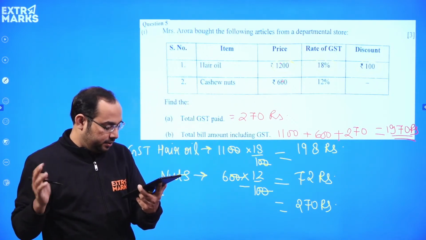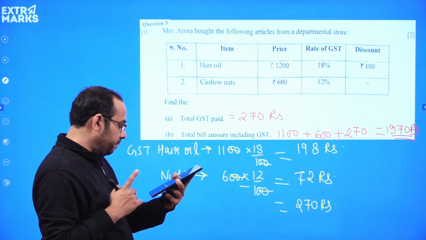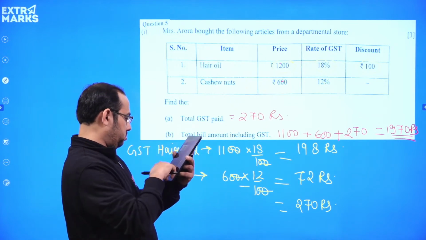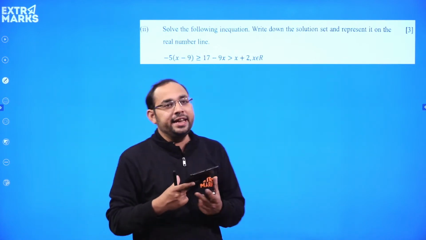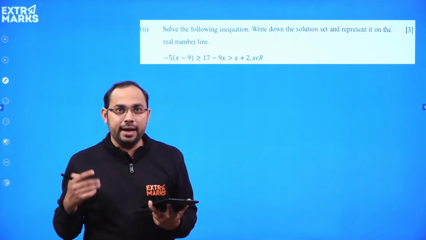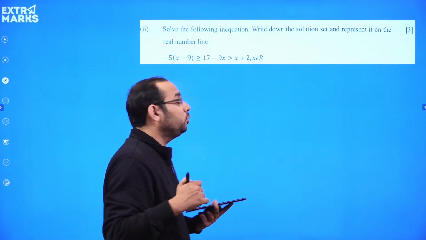ओके, वेरी गुड. सो अविनाश गॉट इट राइट. बहुत बढ़िया अविनाश. चलो आगे बढ़ते हैं. अब ये एक इनइक्वालिटी का क्वेश्चन है. ओके, लेट्स सी द क्वेश्चन, लेट्स ट्राई एंड अंडरस्टैंड व्हाट्स हैपनिंग हियर.